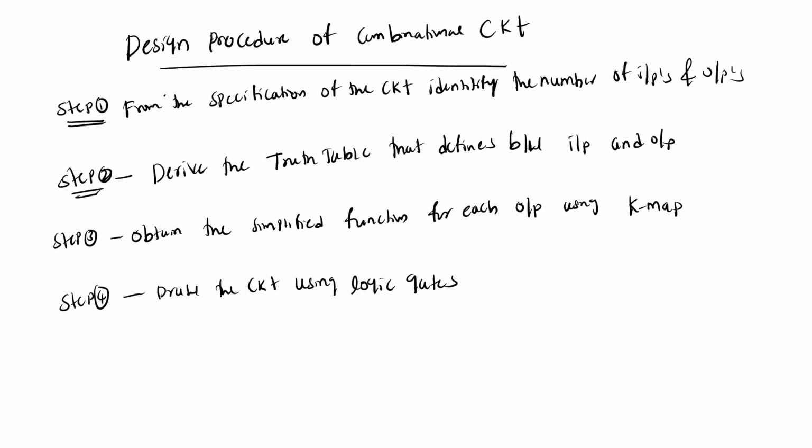First you need to find the number of inputs and the number of outputs, and next derive the truth table that defines the input and output relationship, obtain the simplified function for each output using K-map, and draw the circuit using logic gates. So these are the steps. We will design some combinational circuits based on this. Did you understand these steps?